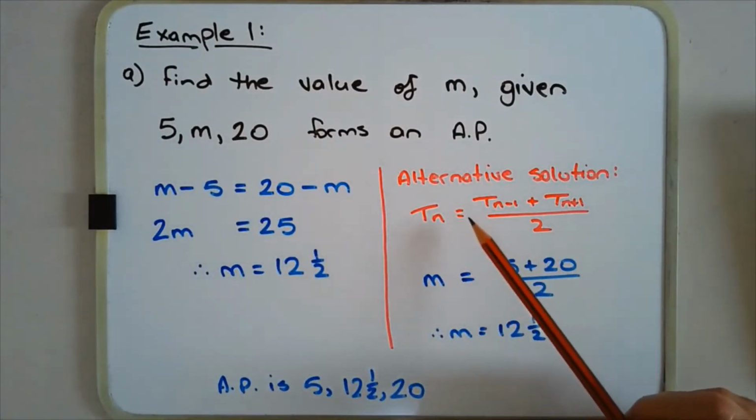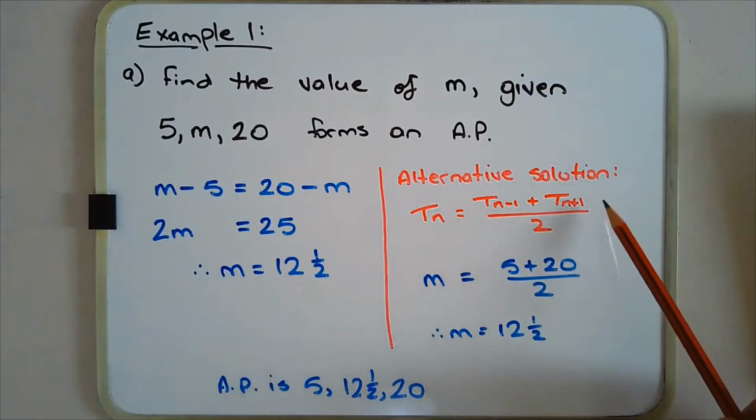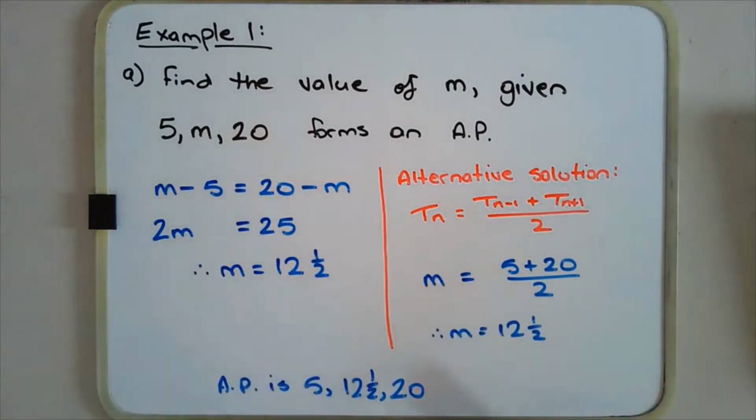So Tn is equal to Tn minus 1 plus Tn plus 1, so they refer to the terms on either side of m, and then divide that by 2. m is equal to 5 plus 20 over 2, and therefore m is equal to 12.5. So the AP is 5, 12.5, and 20.